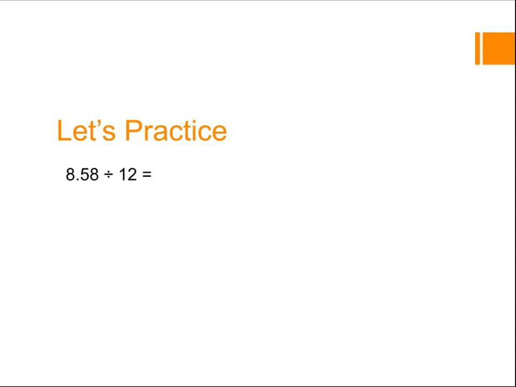Now, of course, problems aren't always going to be as straightforward. There are times that you are going to have to annex zeros. For example, let's look at this problem. Again, I'm going to bring that decimal point straight up into the problem, and I'm going to start with 8. 8 divided by 12 would be 0. 0 times 12 is 0. I have 8 left over, and then I'm going to bring down my 5.